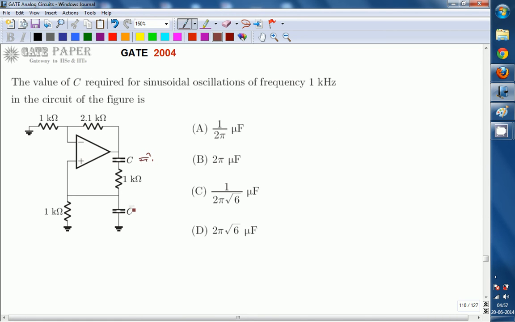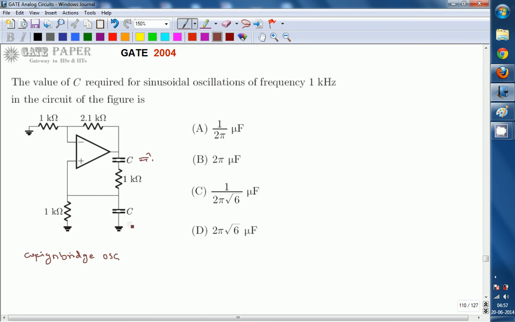Okay. So this circuit is going to be identified as a Wien bridge oscillator. This circuit is treated as a Wien bridge oscillator. A Wien bridge oscillator will generate sinusoidal oscillations. Sinusoidal oscillations are nothing but single frequency oscillations, and the frequency of oscillations is 1 kHz. And generally this is going to be a positive feedback circuit.